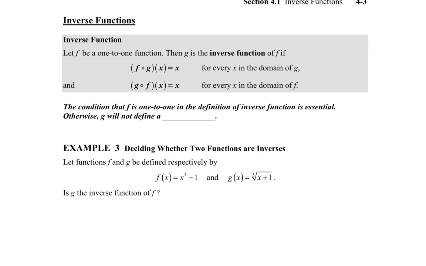Now, inverse function. So in a previous chapter, we did the composites where we plugged in a formula in place of x, and plugged in an equation in place of x. So the condition that f is 1-to-1 in the definition of inverse function is essential. Otherwise, g will not define a function.